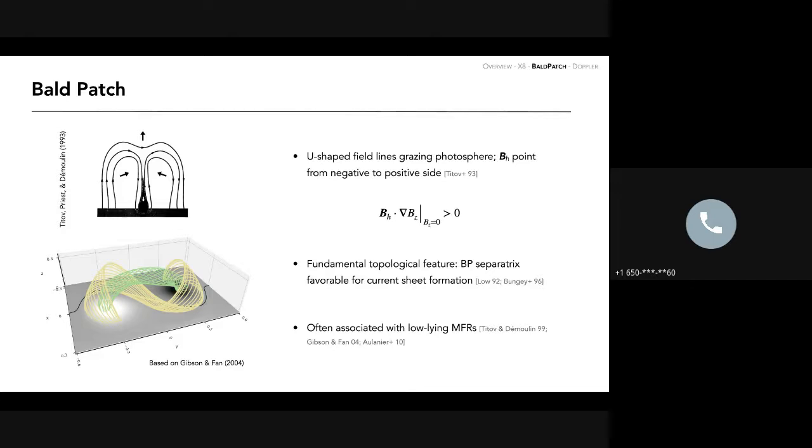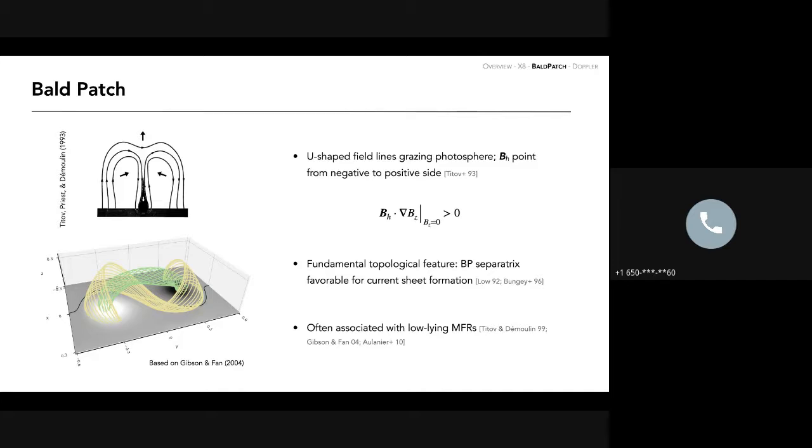And mathematically, you can quantify or find these locations along the neutral line by taking the dot product between the horizontal magnetic field and the gradient of BZ. If it's bigger than 0, then that's a bald patch. So a practical way to find bald patch is to look at the direction of the horizontal field. If it is pointing from the negative to the positive side, that is a bald patch, all right?